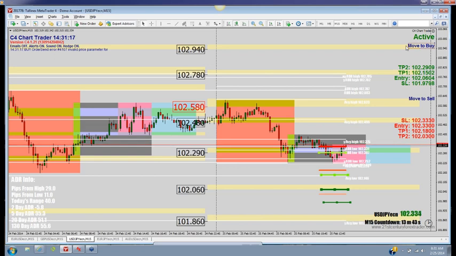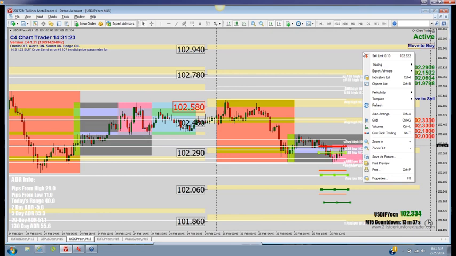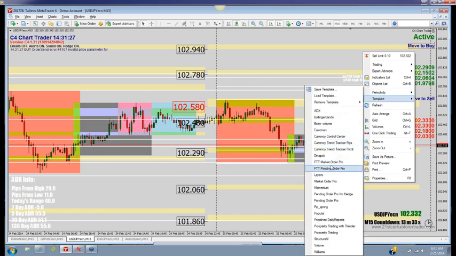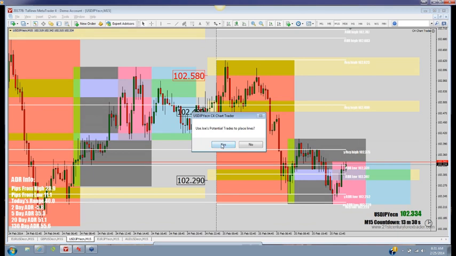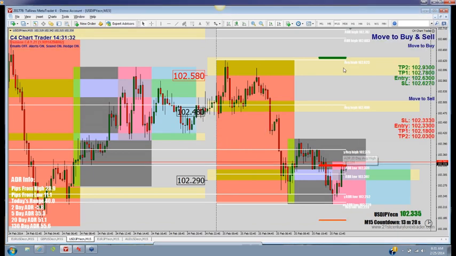All right, so we got those trades on. I don't know why that's not activating. Weird. Invalid price parameter. Let's try that again.